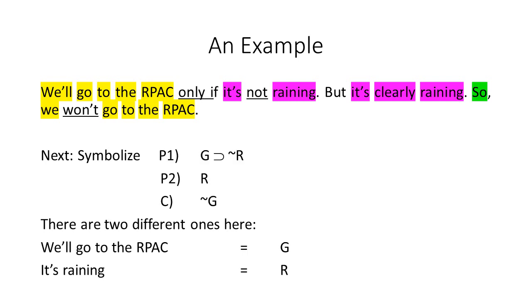All right, so here's what I came up with. G horseshoe tilde R for our first premise. That is, we'll go to the RPAC only if it's not raining. That is to say it's equivalent to: if we go to the RPAC, then it's not raining. Premise 2, it's clearly raining, which is R. So, conclusion, we won't go to the RPAC, or tilde G.